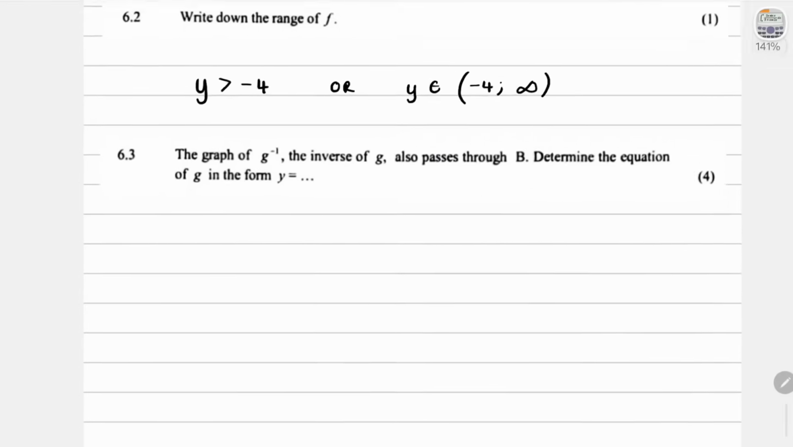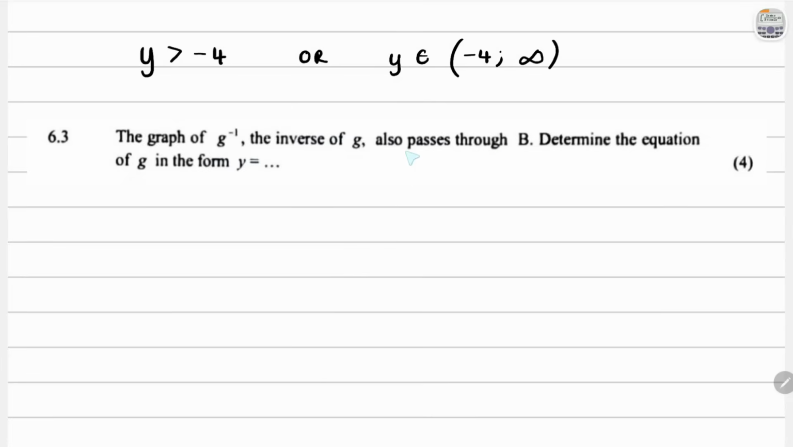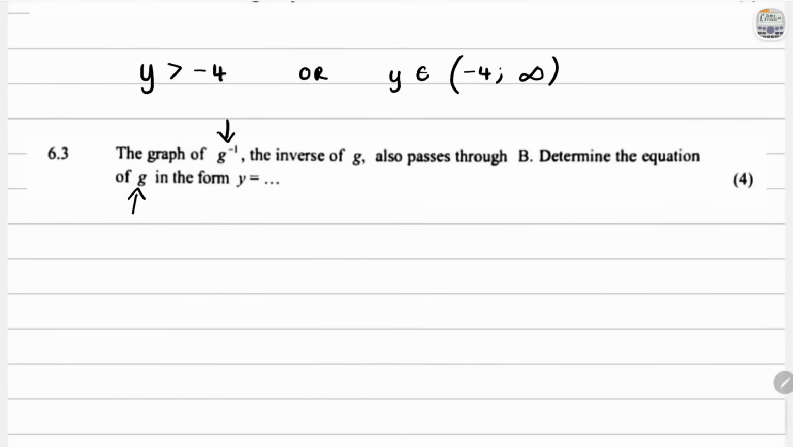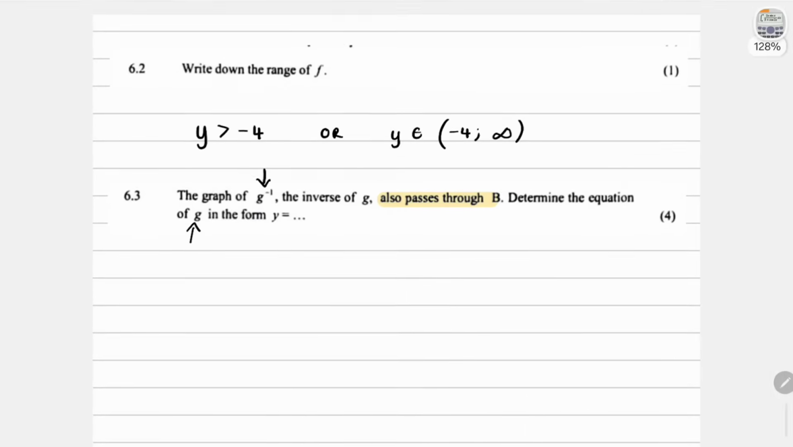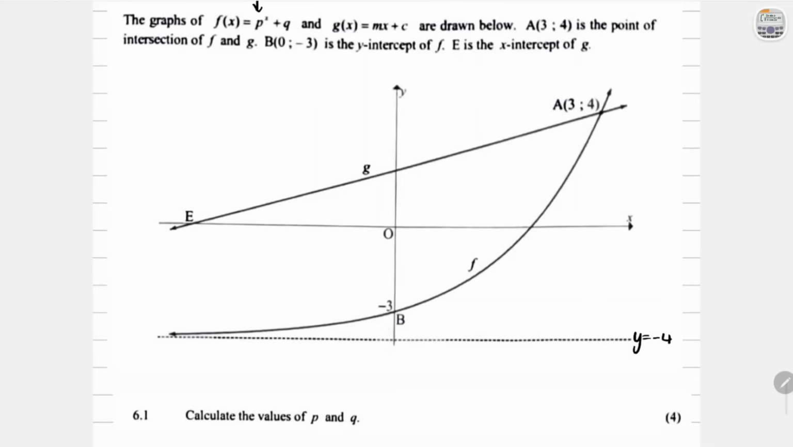The next question, 6.3, says the graph of the inverse of g also passes through B. Determine the equation of g in the form of y is equal to... okay, it's weird. They're giving you information about the inverse, but then they want you to find g, the actual original. So it also passes through B. Let's see what that means and how that can help us to find g.